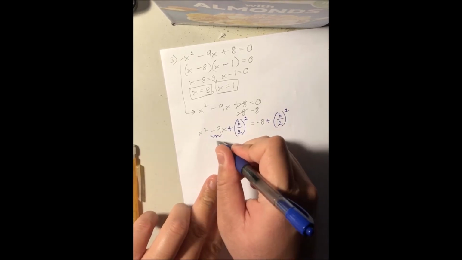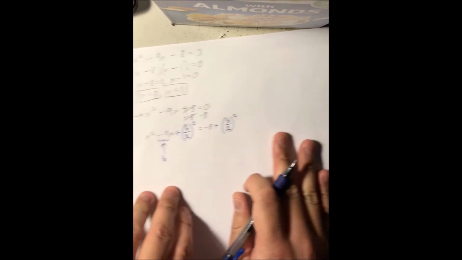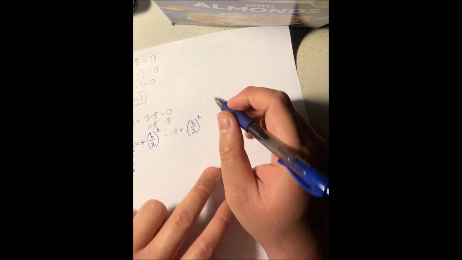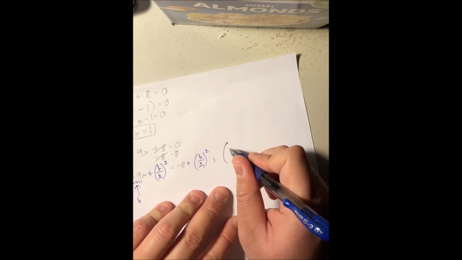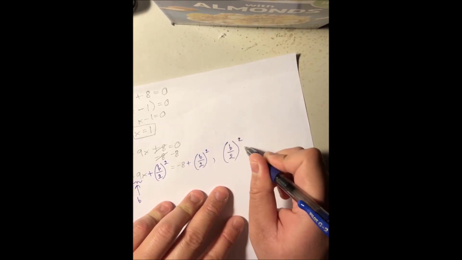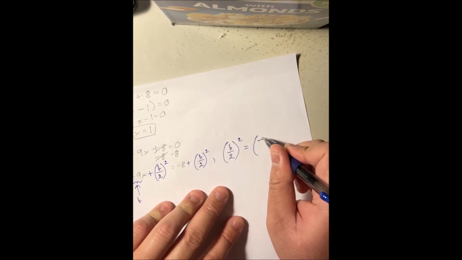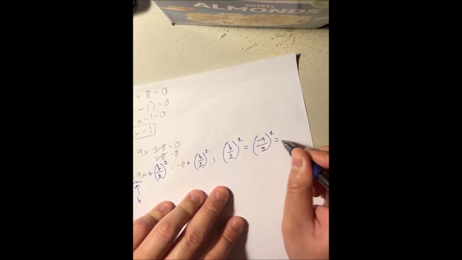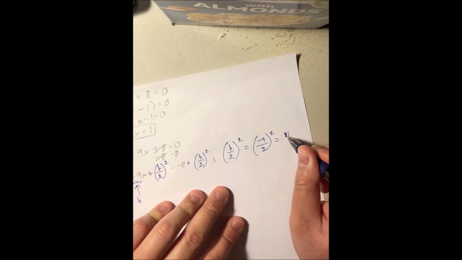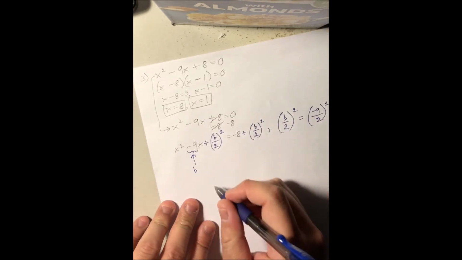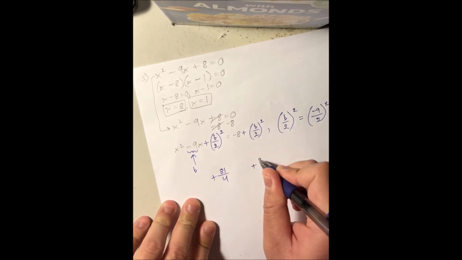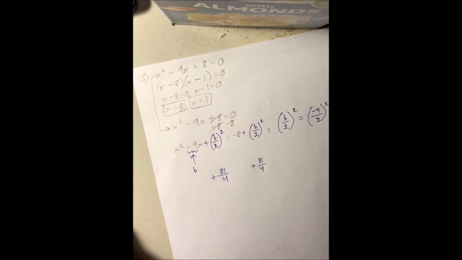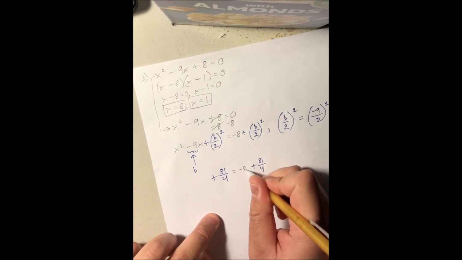But hey, we know our lowercase b is negative 9. So b over 2 squared, I'm doing it next here, actually equals negative 9 over 2 squared. But that's going to give us positive 81 over 4. So we want to add positive 81 over 4 to both sides and keep everything else.